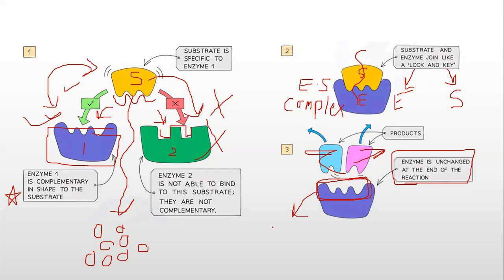क्योंकि active site जो होती है, active site is basically the region where the substrate has to bind. Active site कौन सा region है? Where the substrate comes to bind.